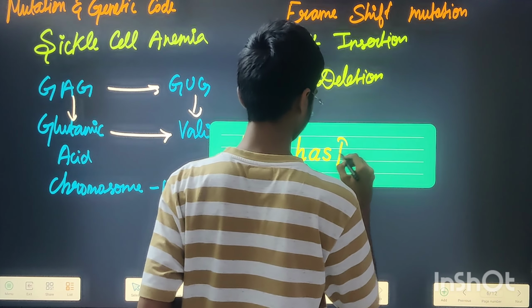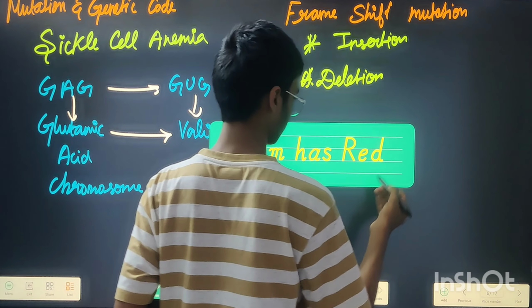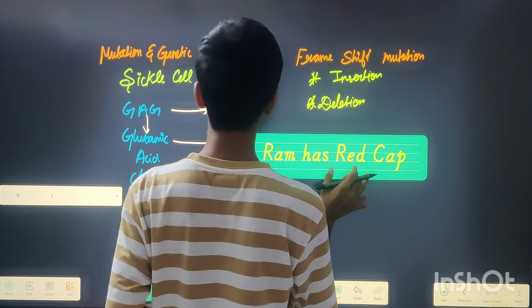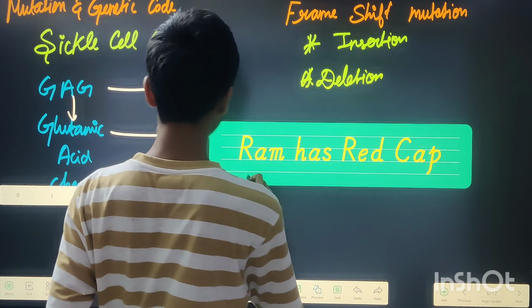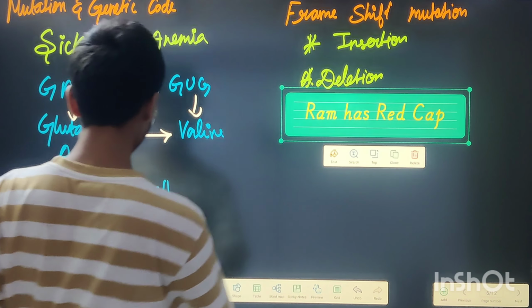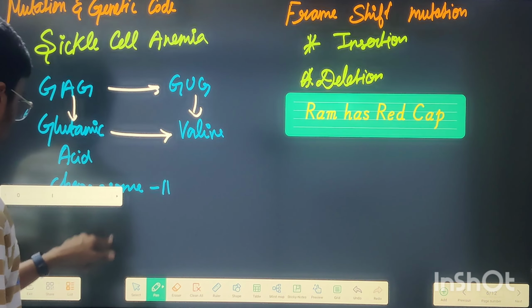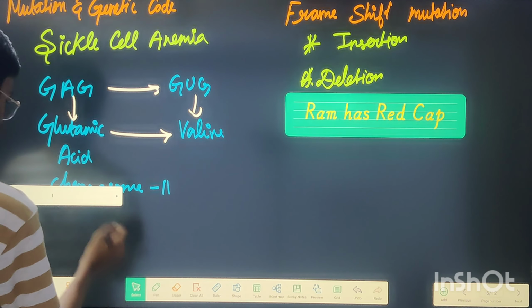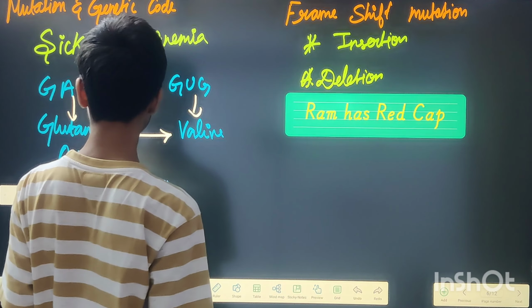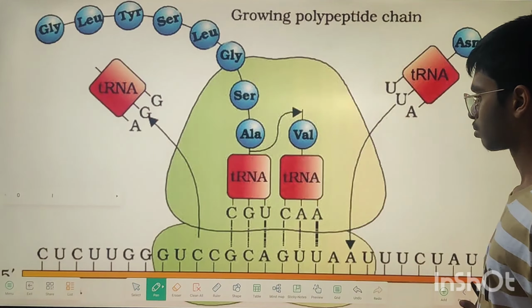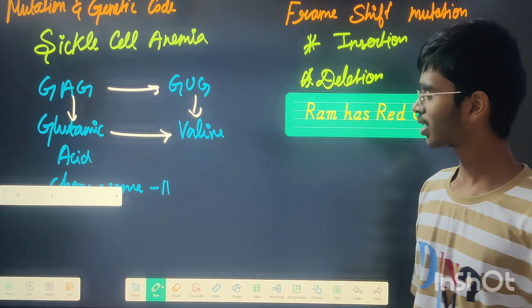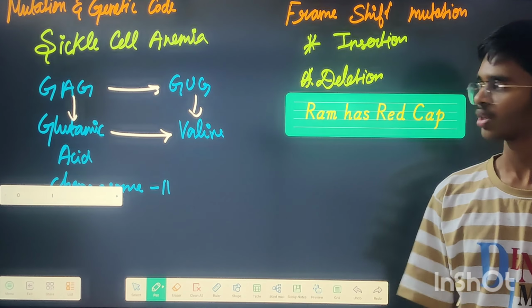This is the statement that they have given. So, Ram has red cat. Something it is, but it is chromosome 11 that it is hiding. So, Ram has red cat.